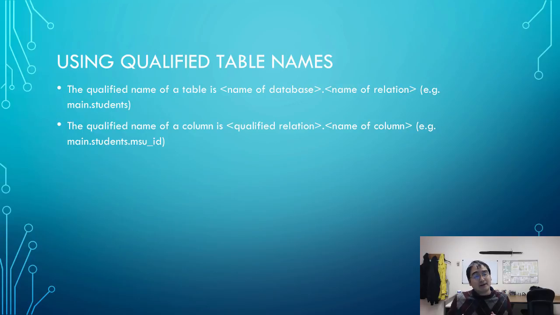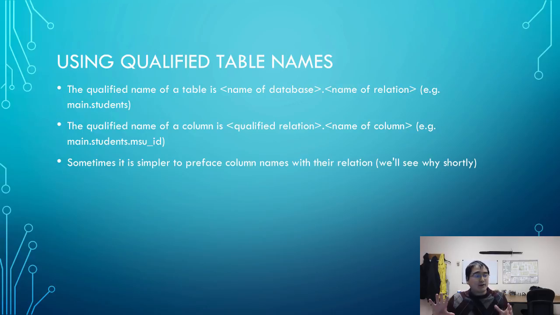You could also have qualified names for columns, and this is a lot more common. And that is, you have the qualified relation dot name of column. So you can say main.students.msuid, or you can just say students.msuid if it's ever unclear which table the column belongs to. Especially for columns, for qualifying names of tables, we don't really need to do that much in this class. But often it's important to qualify the name of a column because you might have multiple tables that have the same names for columns.